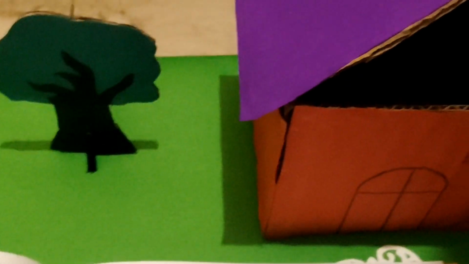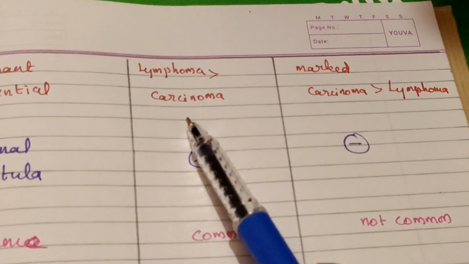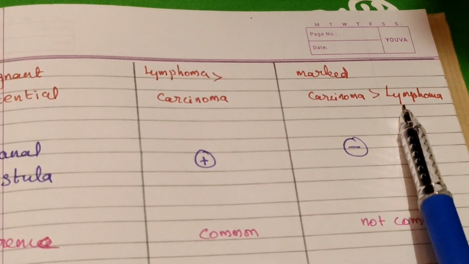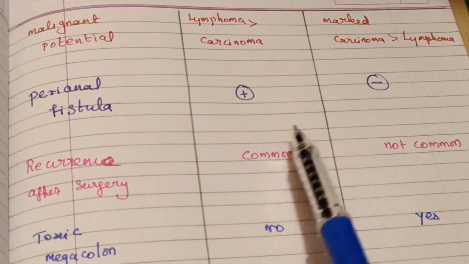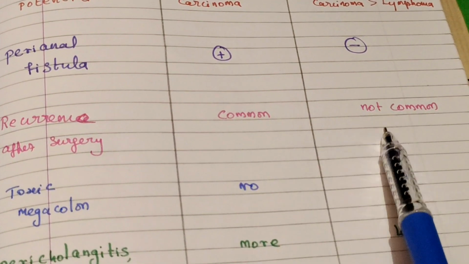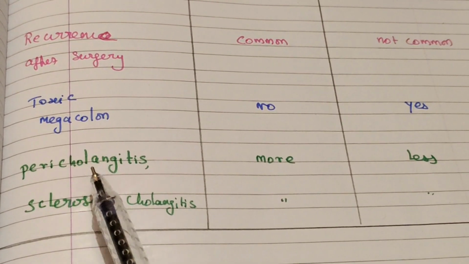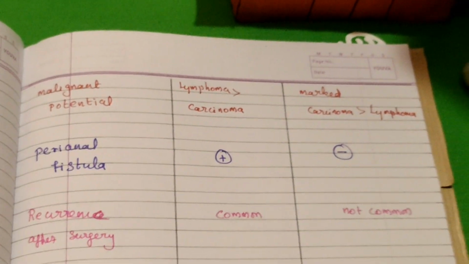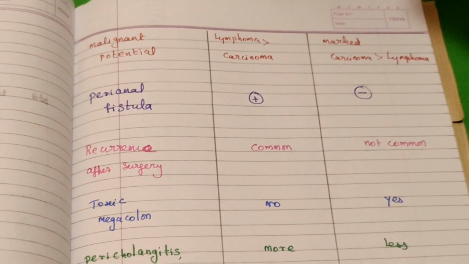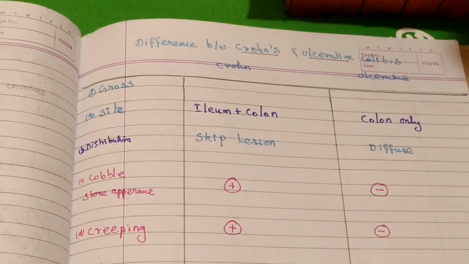Then the next one is malignant potential. Lymphoma is predominant compared to carcinoma here; here carcinoma is predominant compared to lymphoma. Perianal fistula formation is positive here, negative here. Recurrence after surgery is common here, not common here. Toxic megacolon is absent here, present here. Pericholangitis and sclerosing cholangitis are more here, less here. So this is all about inflammatory bowel disease, Crohn disease and ulcerative colitis.